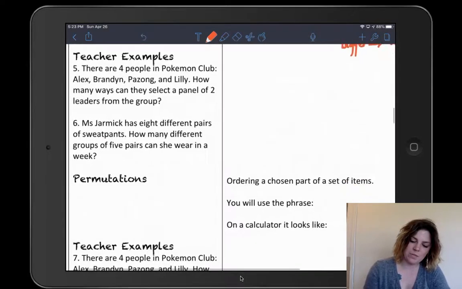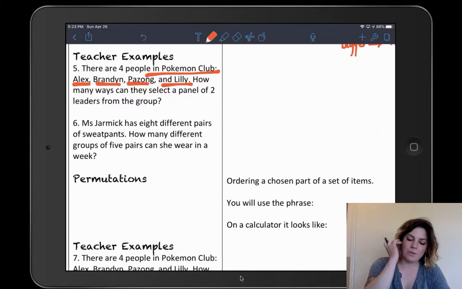There are 14 people in Pokemon Club. The first person is Alex, second Brandon, third Pazong, fourth Lily. How many ways can they select a panel of 2 leaders from the group?